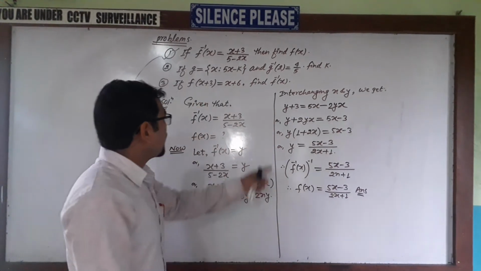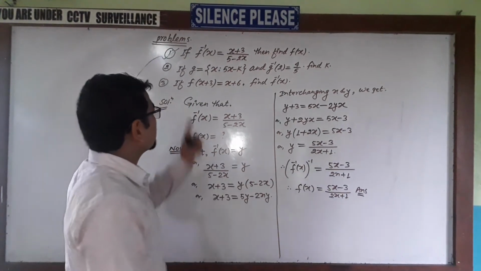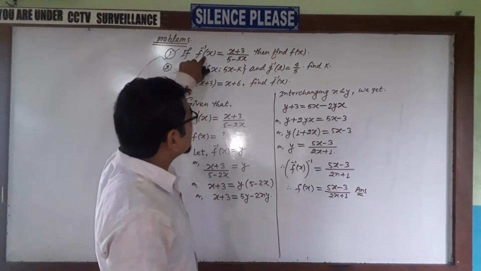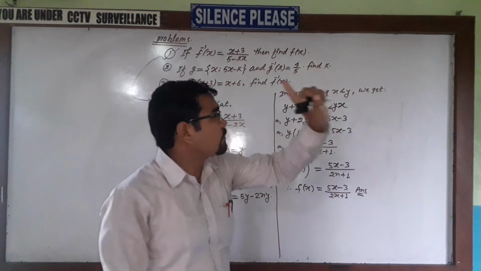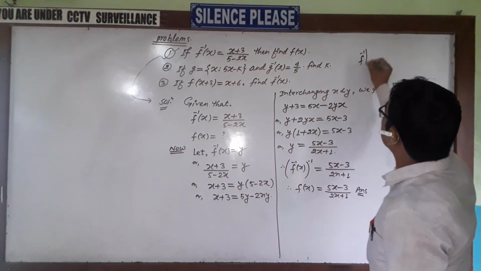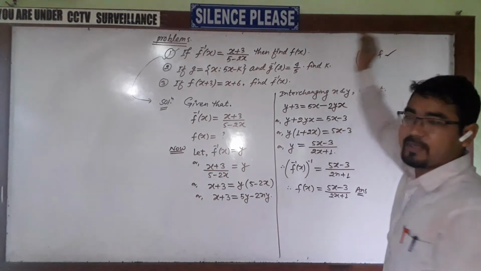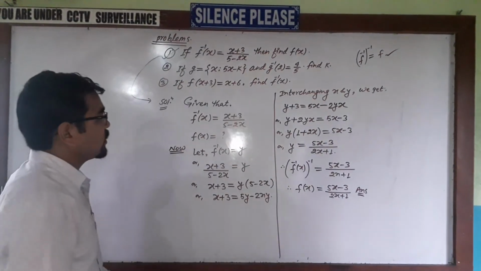So this was only for the first question, only this small solution. Now next one, number 2. Never be confused. If the inverse is given already and we have to find the function f(x), then you have to understand one thing: if we find the inverse of the inverse function, then this becomes equal to the function f. So this much you have to remember. You have to understand this.